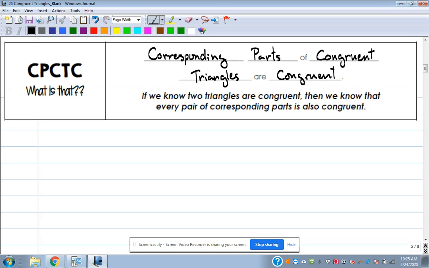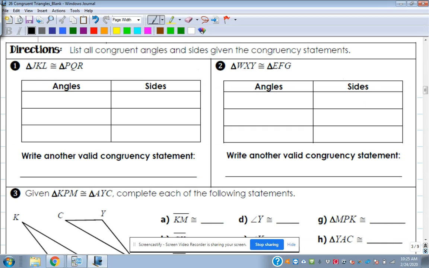So if we know two triangles are congruent, then we know that all of those pairs of angles are congruent to one another, or those corresponding parts, the angles, the sides, all of that. But it's based on that congruency statement that's given. So let's take a little bit of practice with pulling things out of a congruency statement with no picture. Because pictures are too easy. Statements, you've got to think a little bit.